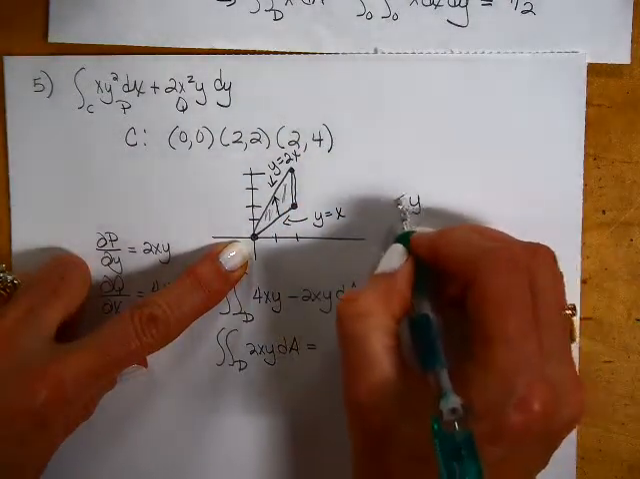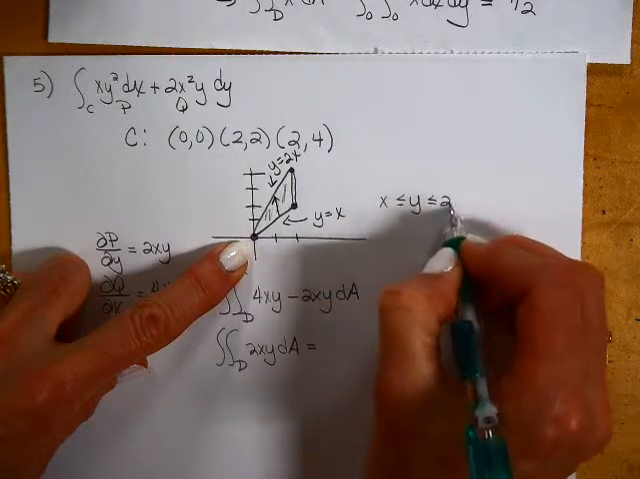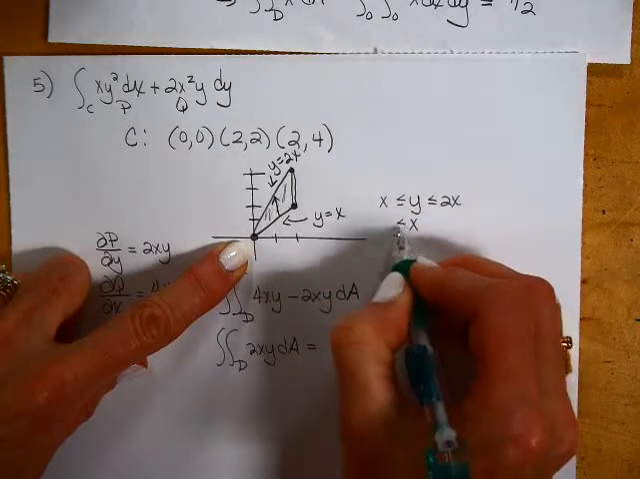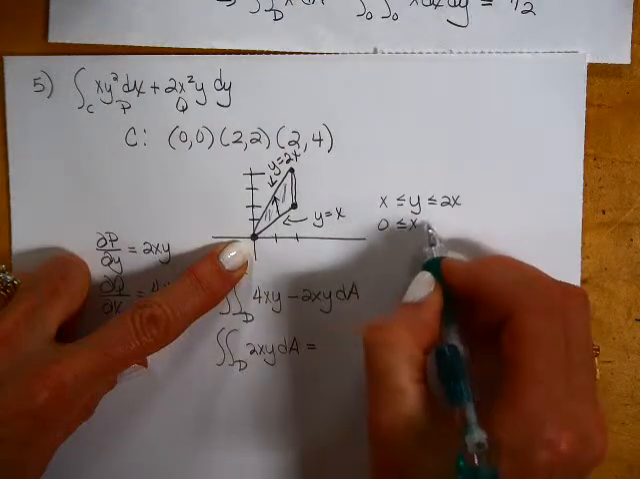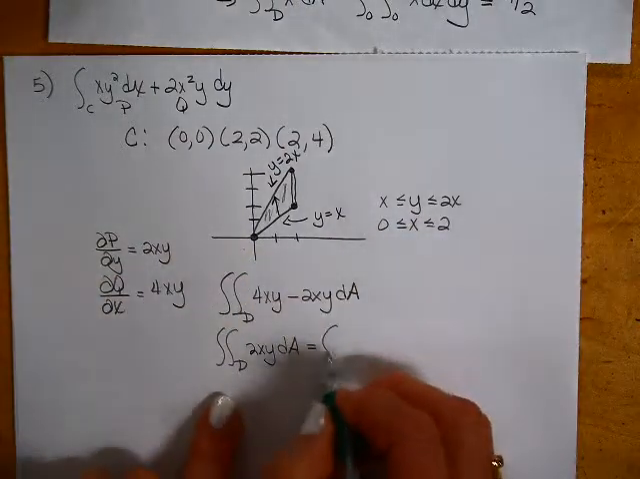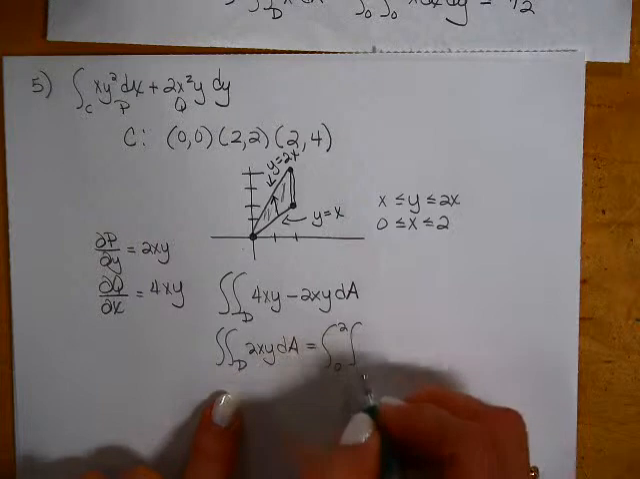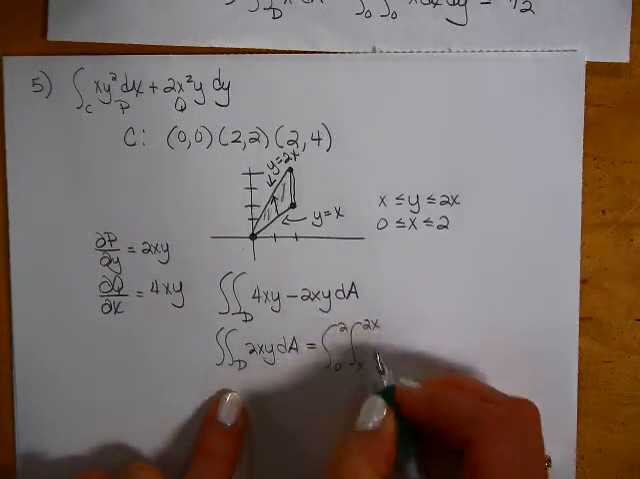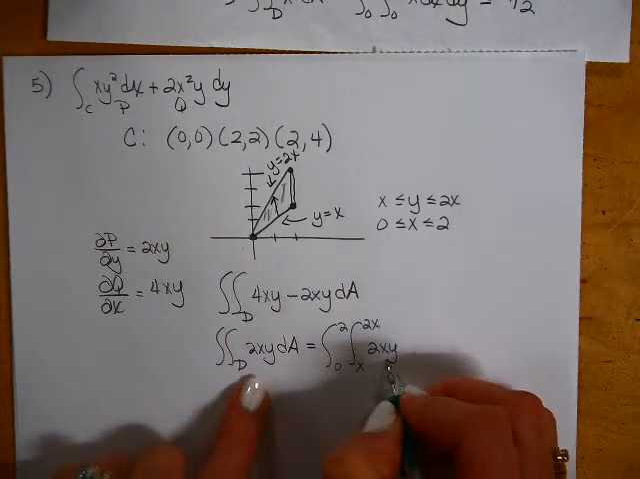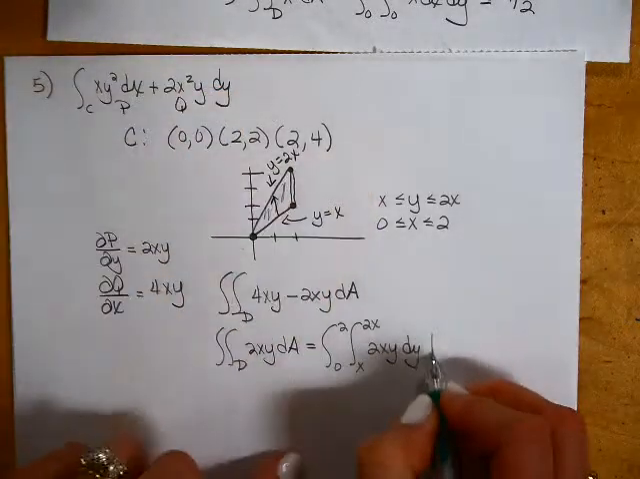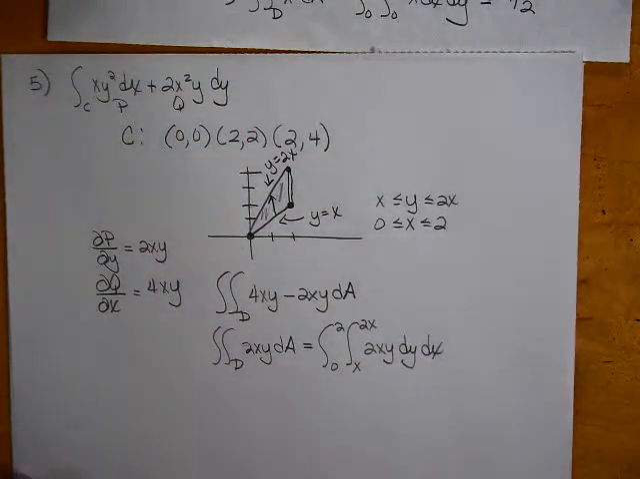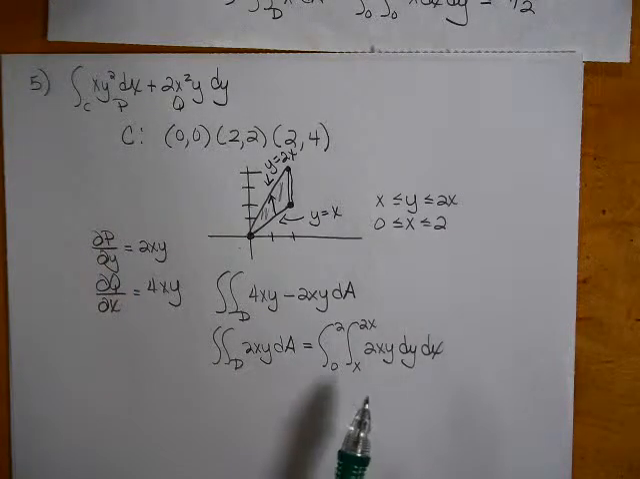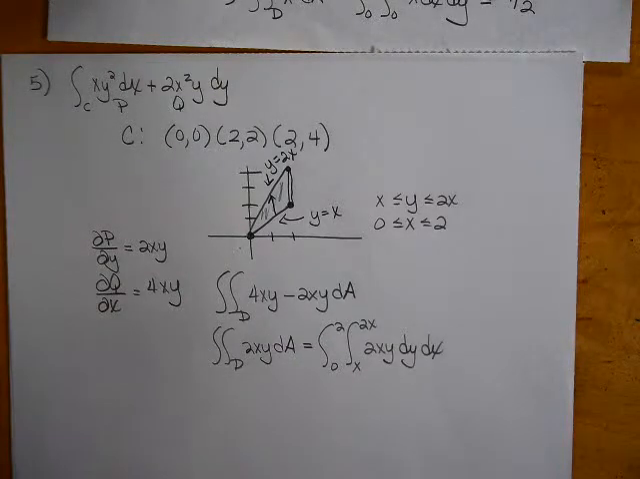So I would let my y's go from x to 2x, and my x's then are going from 0 to 2. So this is from 0 to 2, from x to 2x, 2xy dy dx. And so we change this line integral to this double integral, which is much easier than finding all of those parametric equations and adding them together. So let's see.